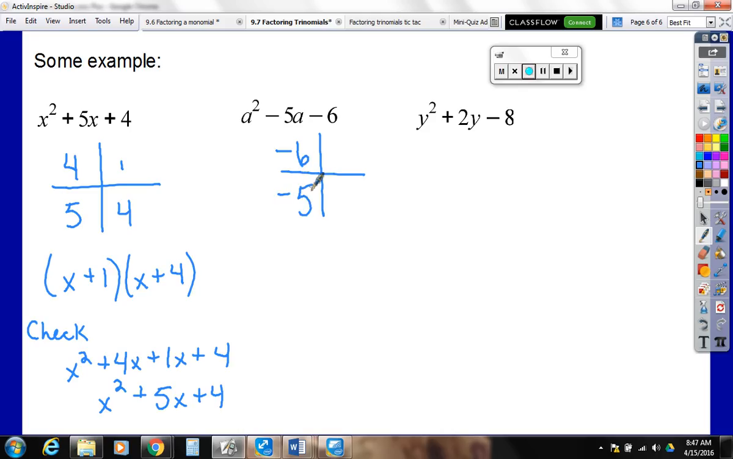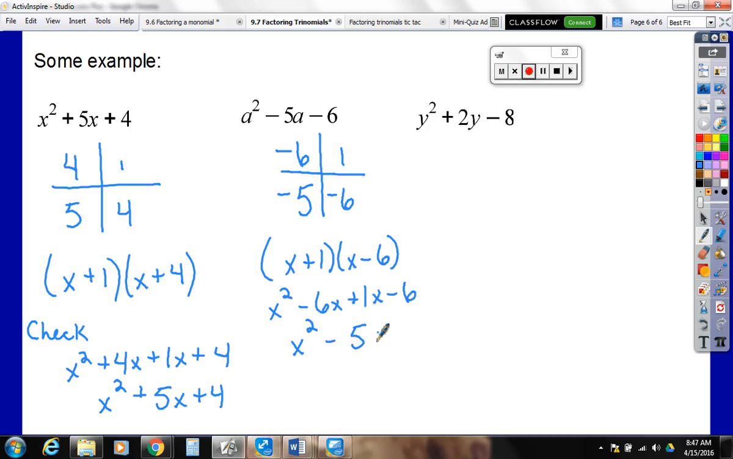Okay, volunteer to tell me what two numbers combined, multiply to give us the top, add to give us the bottom. Aiden? Good, negative 6 and 1. So then our answer becomes x plus 1, x minus 6. Checking that, I have x squared minus 6x plus 1x minus 6, which is x squared minus 5x minus 6. And I just realized there's an a in the example, and I use x because I'm so used to using x. So these x's should all actually be a's.